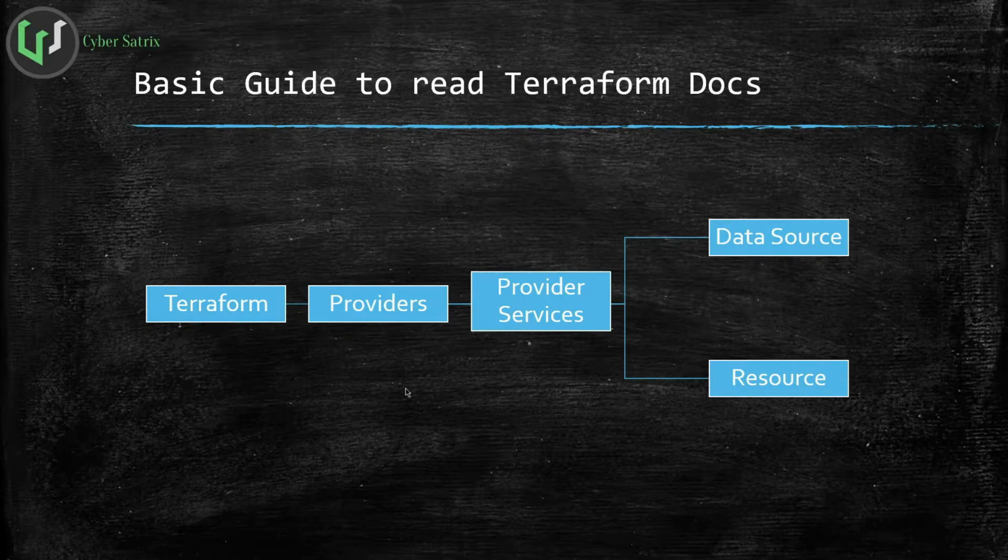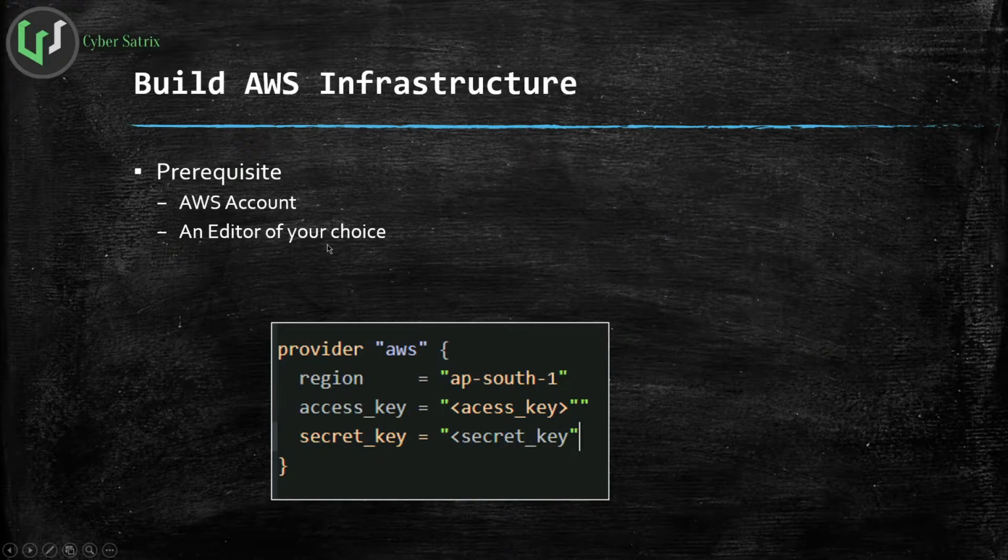Okay, so going back to the PowerPoint slide, there are two prerequisites to build AWS infrastructure. The first thing is an AWS account. You should have access to AWS, and the second is an editor of your choice. In my case, I'm going to use the Atom application for developing my Terraform code.